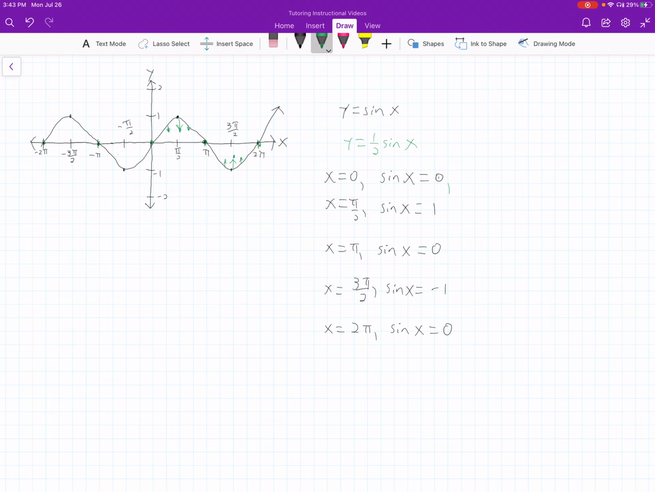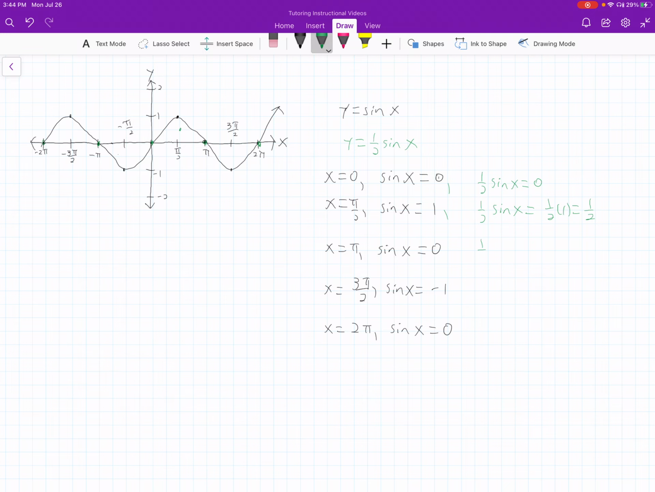So when x is 0, sine x is 0, and so 1 half sine x must be 0, because 1 half times 0 is 0. Similarly, when x is pi over 2, I have 1 half times 1, which is a half. So at that point, pi over 2, it only has a height of 1 half. I didn't quite draw this clearly. That should be pi over 2.